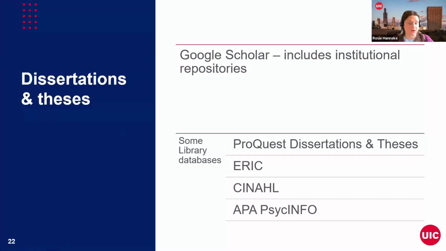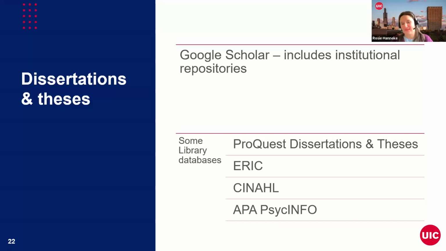Dissertations and theses are a great source of recent research. You know, they may eventually be turned into scholarly articles or books, but if you want to capture them when they're at the dissertation stage, there are library databases. ProQuest Dissertations and Theses just searches, as the name implies, dissertations and theses.